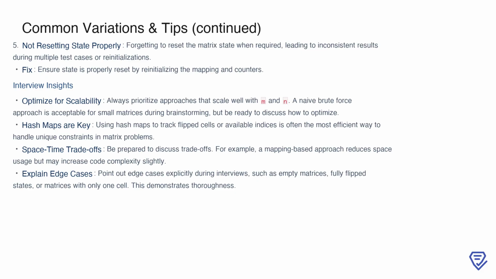Now, let's discuss some interview insights. Scalability is key. While a brute force approach might be acceptable for small matrices during initial brainstorming, always consider how your solution will scale with the dimensions of the matrix. Hash maps are often the best tool for tracking flipped cells or available indices since they allow for efficient handling of uniqueness constraints. Also, be prepared to discuss space-time trade-offs in your approach. For instance, while mapping-based methods reduce space usage, they may add some complexity to the code. Demonstrating an understanding of these trade-offs shows depth in your problem-solving skills.